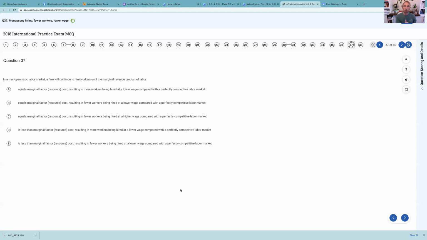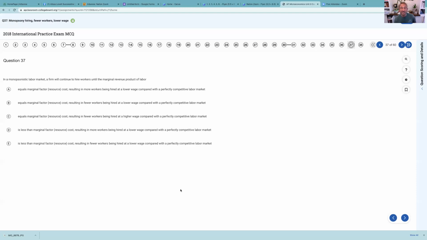Whether it's a monopolistic labor market or perfectly competitive labor market, they're going to hire as long as the additional revenue is equal to or greater than the additional cost of the resource. So they're going to hire until the marginal revenue product, or the additional revenue generated, equals the marginal resource cost. So it's A or B or C for sure. And then it says resulting in more or fewer workers, it's going to be fewer workers at a lower wage, which is answer choice B.